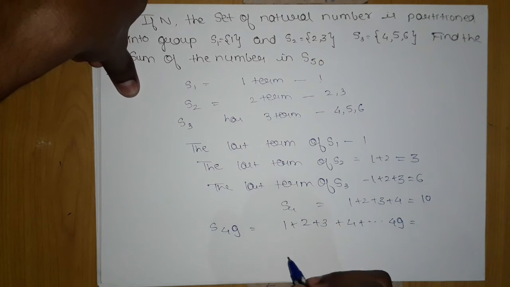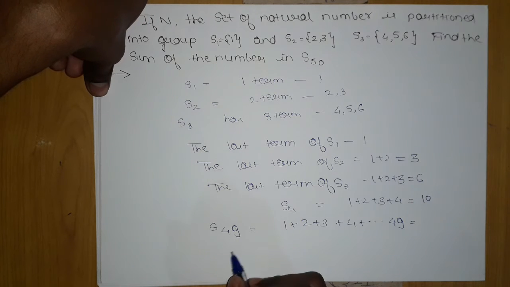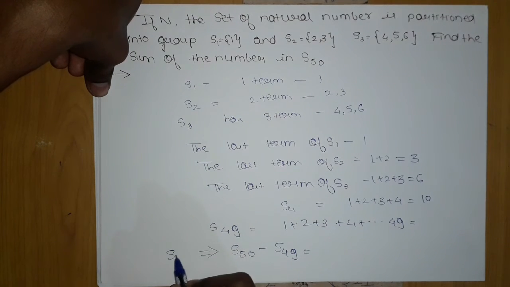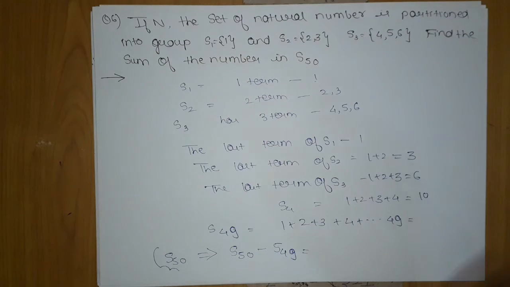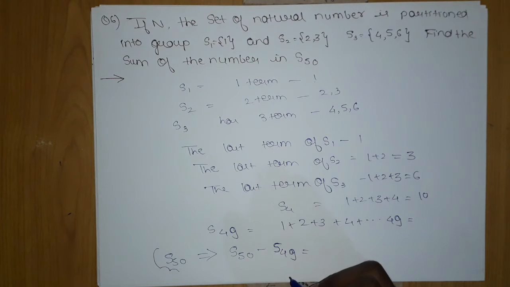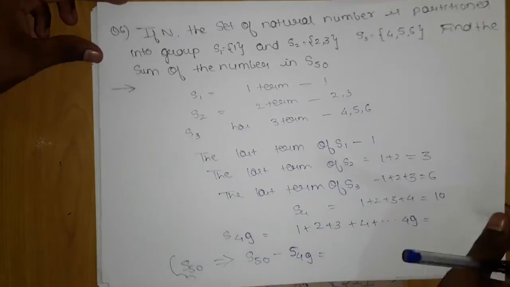Now why are we finding the sum of this? S50 will only be known if I subtract S49 from it, then I will get the sum of S50. I know there will be other terms also before that, so I want to cancel S49 from that. So I will get the sum of S50. Now let's do this question. Let me take the next page.